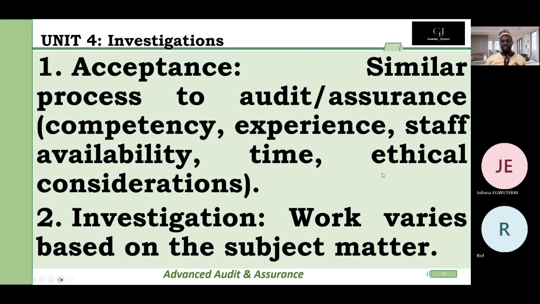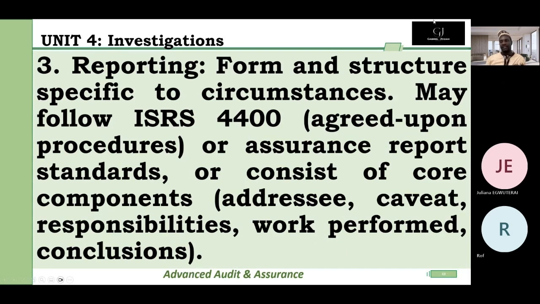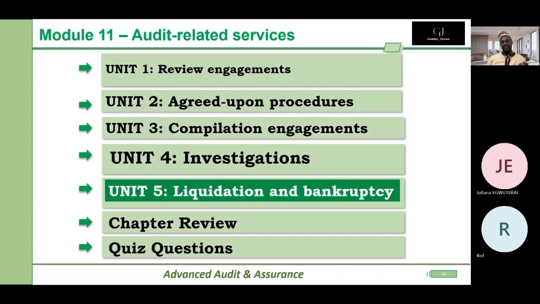And after accepting, the next stage is to carry out the work, the fieldwork, investigating based on the subject matter. After that, he needs to report, forming a structure based on specifics to the circumstances of the issue. He also may follow ISRS 4400, which is agreed-upon procedures, or assurance report standards, which consist of core components: the addressee, where the report is going to, the caveat, what the report is on, his responsibilities, the work performed, and his conclusion. This is the reporting format to follow. So that's it about investigations, and that speaks to how a standard procedure or format should be followed for investigations.